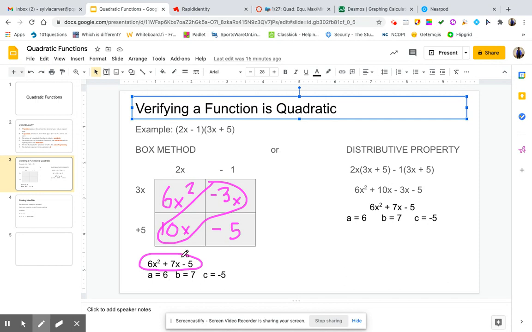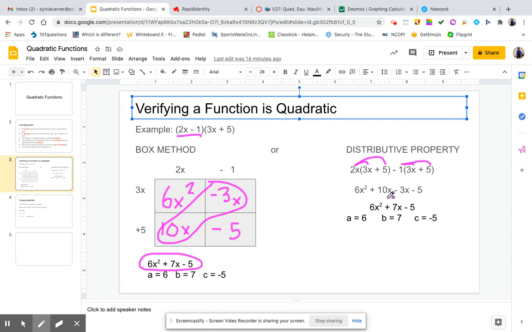So the first way was the box method. The second way over here is the distributive property. So I broke up my first binomial. I did 2x times 3x plus 5 and negative 1 times 3x plus 5. If you need to put your arrows up here, there's nothing wrong with putting your arrows up there.